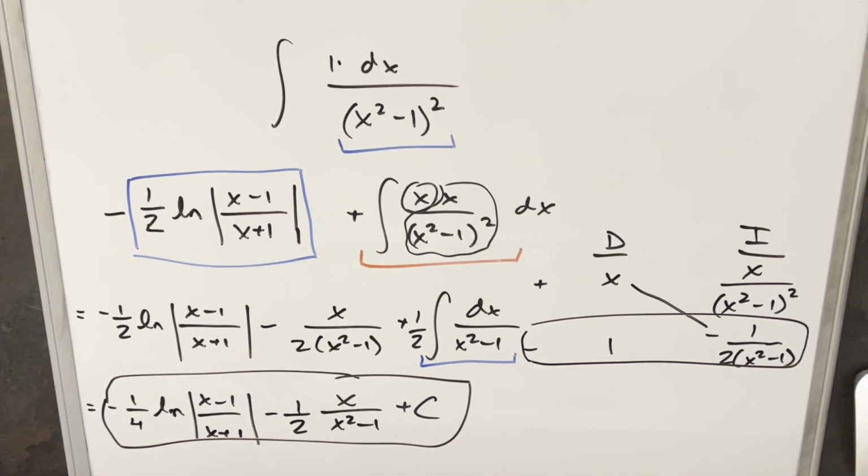Just a couple of quick notes on this. There's actually quite a few different ways to express this answer. You could use log properties to separate out the x minus 1 from the x plus 1. You could bring this into the exponent. You could express this as inverse hyperbolic tangent. There's a lot of different ways. Anyway, I thought it was a pretty interesting one.